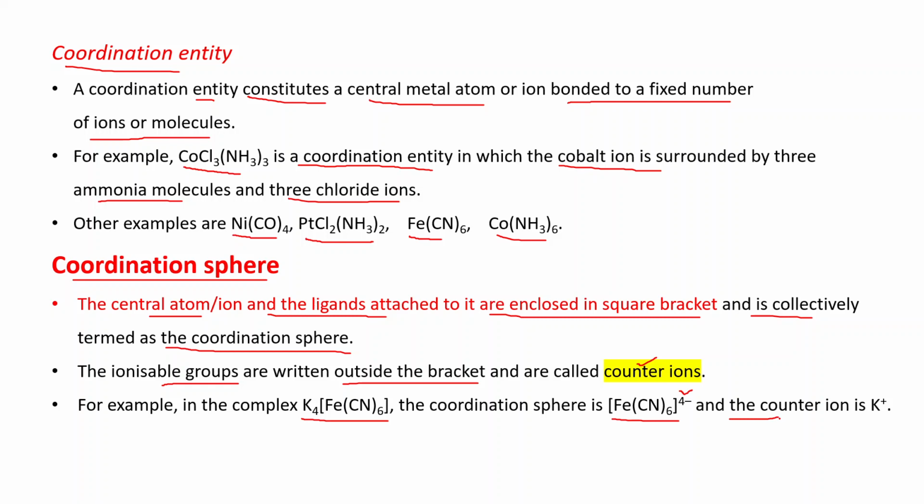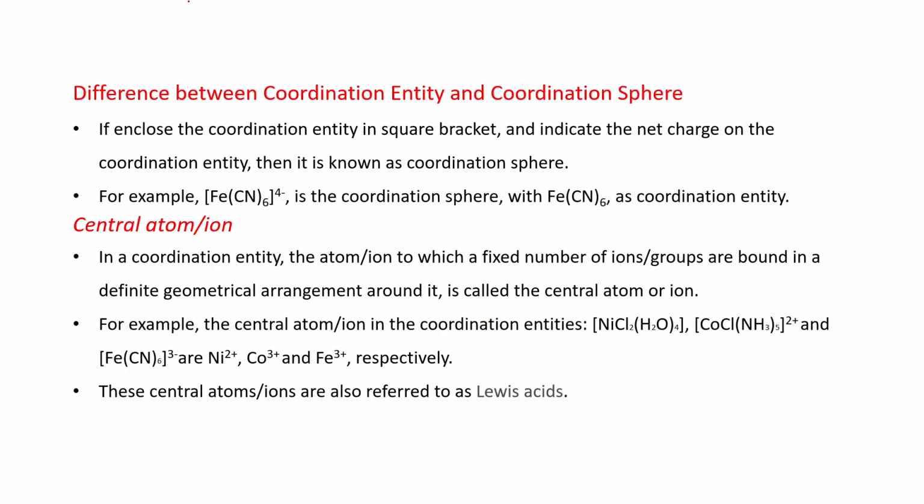Now, there is a little difference between these two terms, coordination entity and coordination sphere. What is the difference? If we enclose the coordination entity in square brackets and indicate the net charge on the coordination entity, then it is known as coordination sphere. For example, this [Fe(CN)6] in square brackets having 4 negative charge is the coordination sphere, and if we write only Fe(CN)6, that is known as coordination entity. Simply we can say coordination entity is present in coordination sphere.